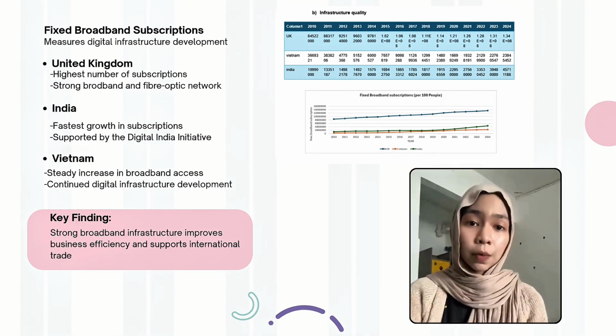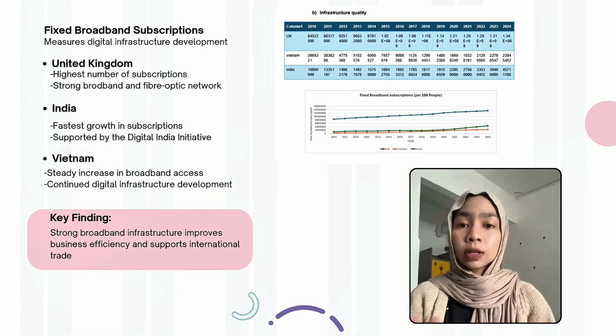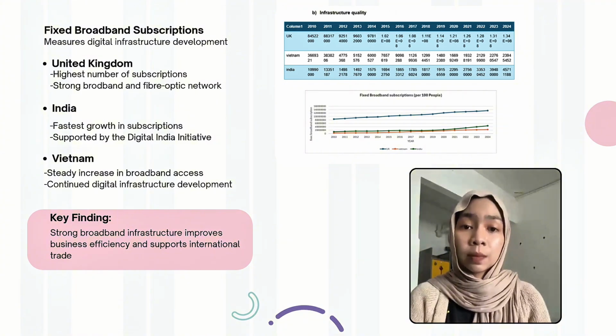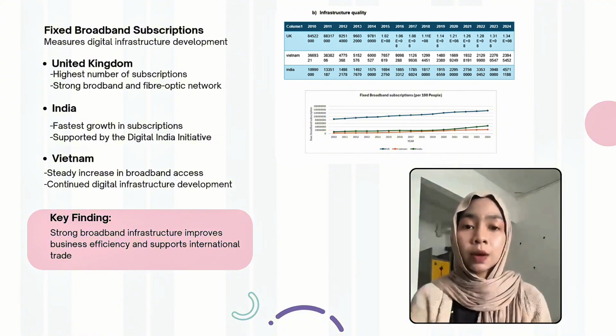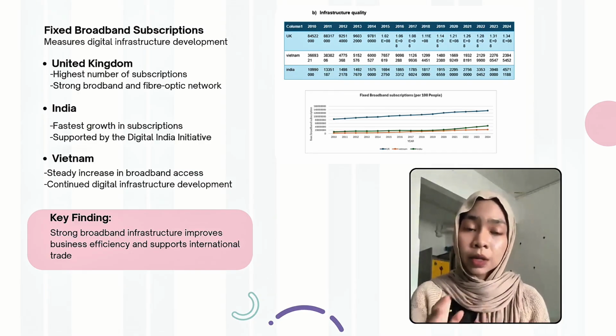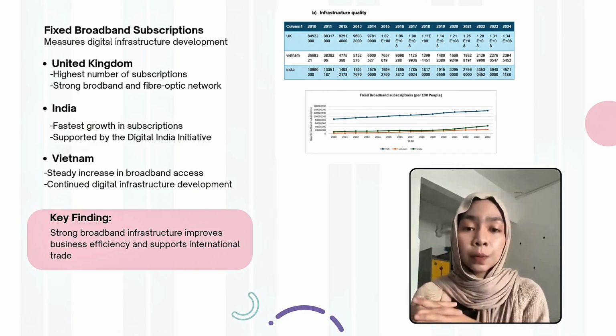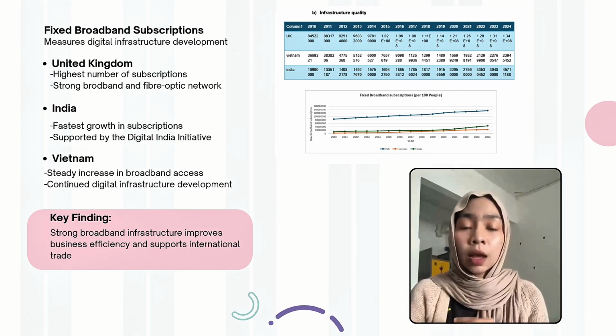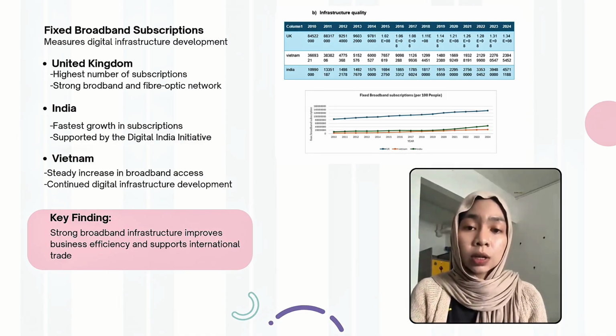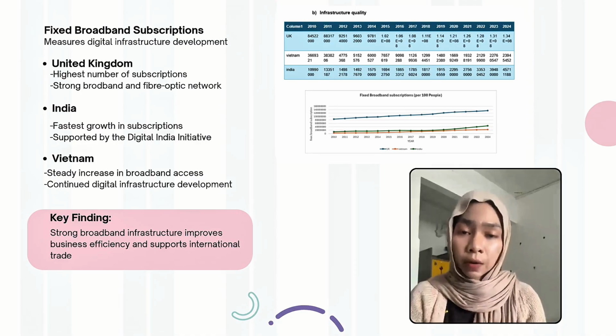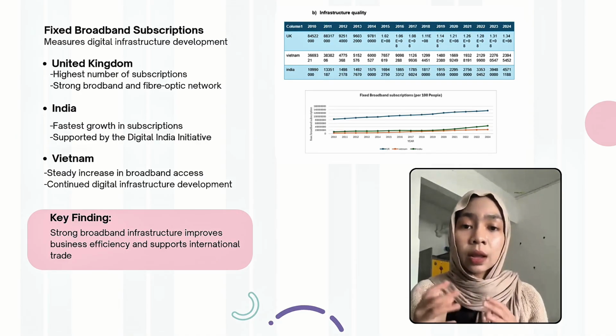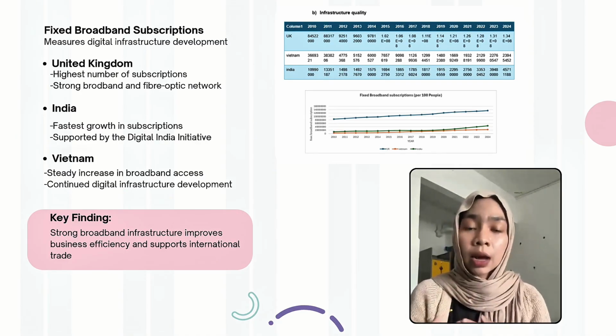The next one, fixed broadband subscriptions. Moving on to the second indicator, fixed broadband subscriptions, which represent the level of digital infrastructure development. The United Kingdom recorded the highest number of fixed broadband subscriptions, increasing from approximately 84.5 million in 2010 to 135 million in 2024. This growth has been driven by continuous investment in fiber optic networks and high-speed internet service.